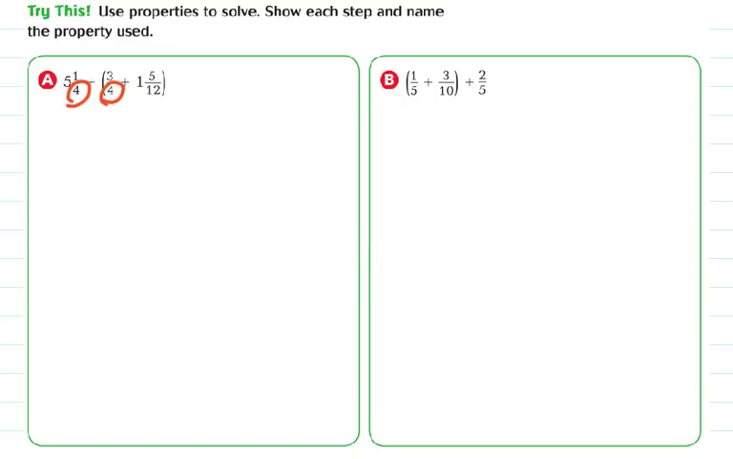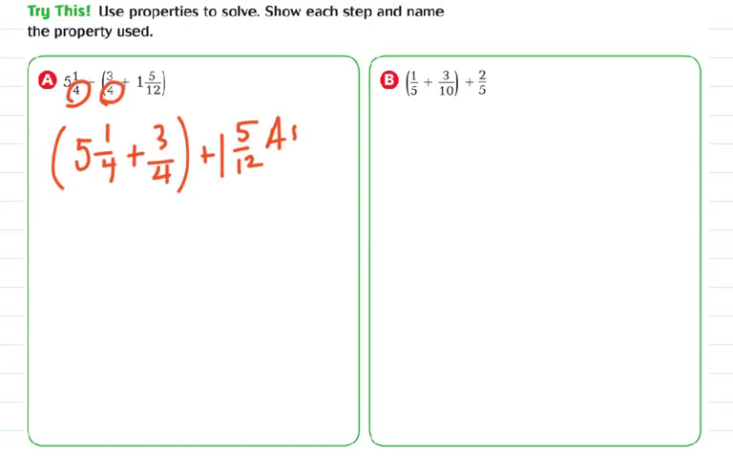So what we're going to do is use the associative property, and we're going to group the fractions that have the like denominators together in parentheses. So on the side, we're going to put down associative property. And now we're going to add the fractions that have the same denominators. So we have 1 plus 3 is equal to 4/4. And then we know that 4/4 is equal to 1 whole.